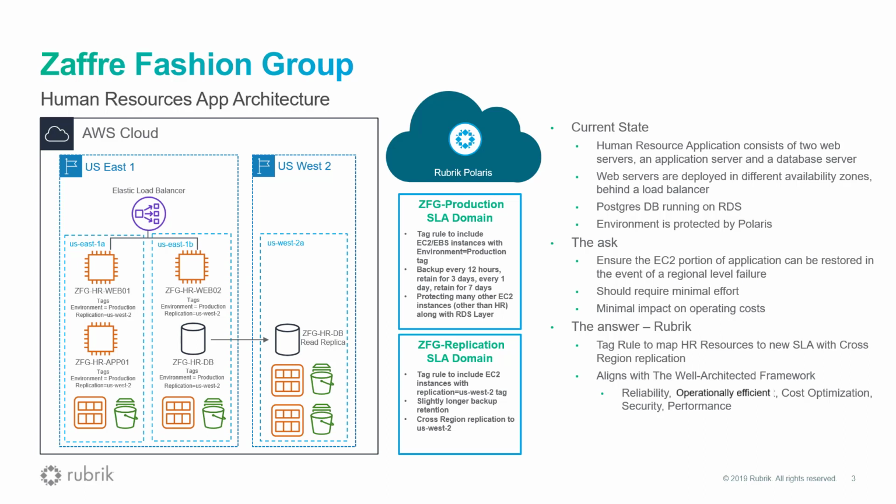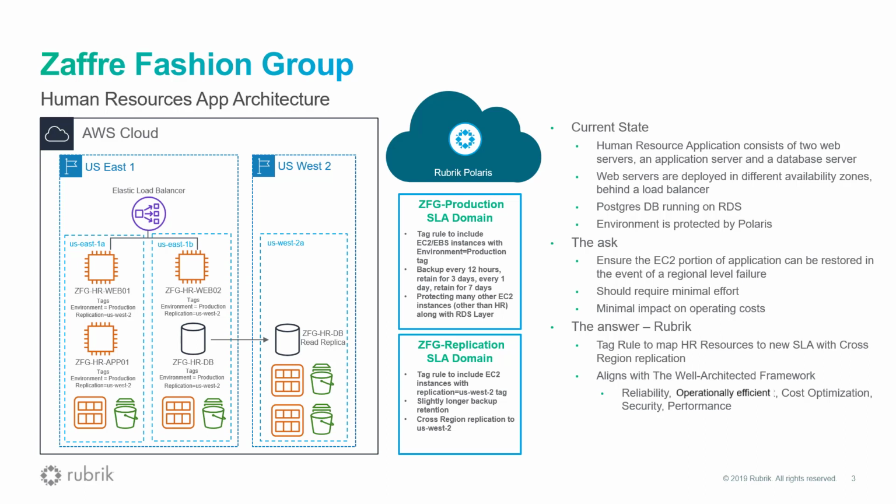So we'll create a tag rule to go along with that SLA domain, and we'll create new tags on all of the HR resources within AWS. We'll set up a tag called replication and its value to US West 2. Our tag rule will then pick up any instance that has replication with a value of US West 2 and apply that SLA domain to it.